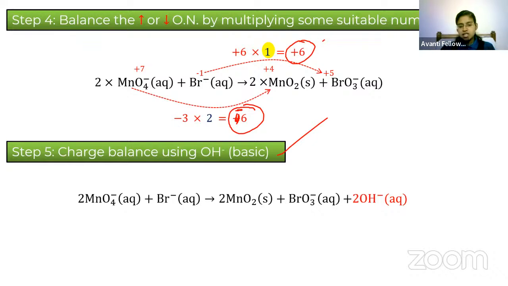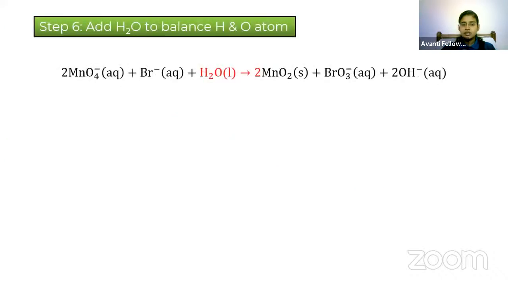Then the OH minus has hydrogen, but on the reactant side we don't have hydrogen. So to balance the hydrogen, I have to add water. Add water to balance the hydrogen and oxygen atoms. Okay, so now it is balanced. The reaction after adding water is balanced.